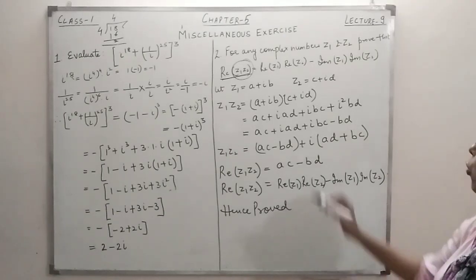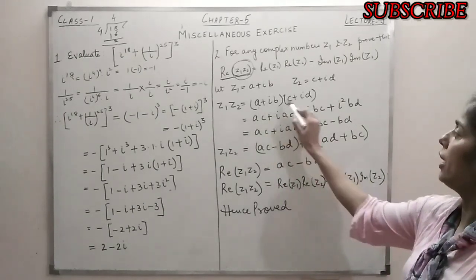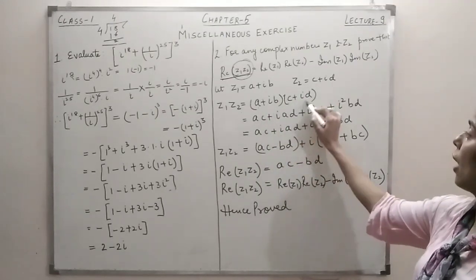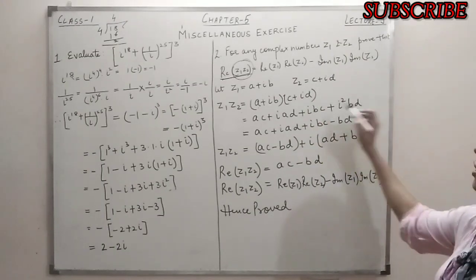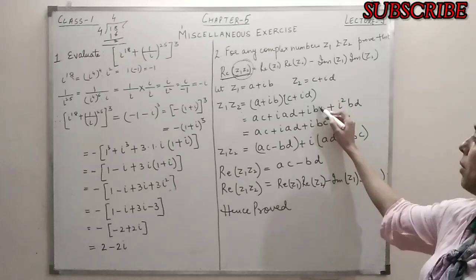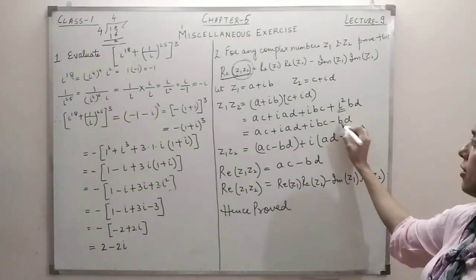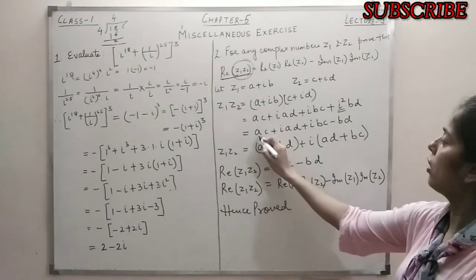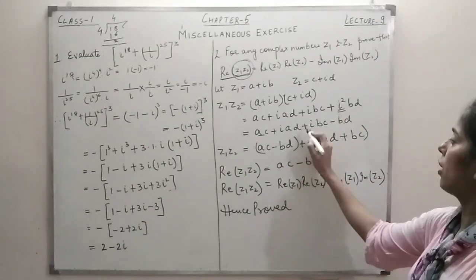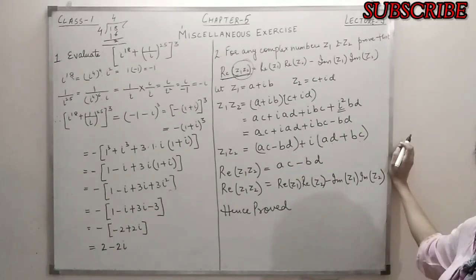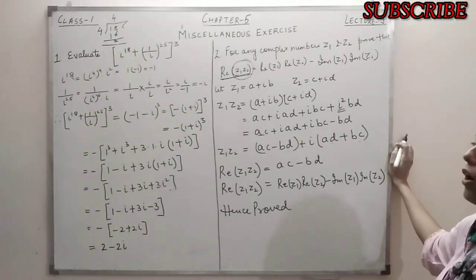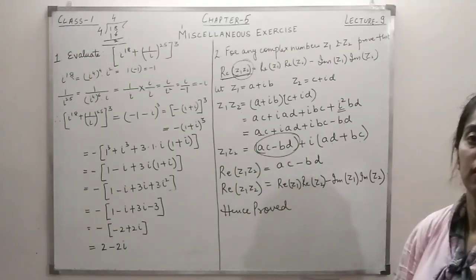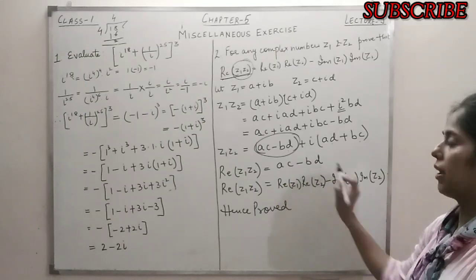We multiply it. How to multiply? I hope everyone knows that. A into c, ac, plus a iota d, plus iota bc, plus iota square bd. So that is ac plus iota ad plus iota bc. Iota square is minus 1, that is minus bd. Now collect real and imaginary parts. Real part is ac minus bd plus iota common ad plus bc. In the left side we need the real part of z1 into z2. So the real part of z1 into z2 is ac minus bd.